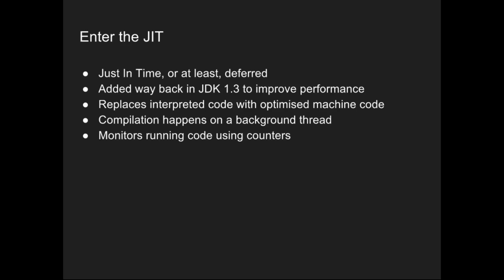The interpreter works by monitoring the code which is executing using counters placed at preset points in the code. These are method entry points and loop back edges. So at the point where we jump back up to the top of the loop, and branches, so ifs. And all these places are instrumented to give the interpreter an idea of how frequently certain things are being executed.